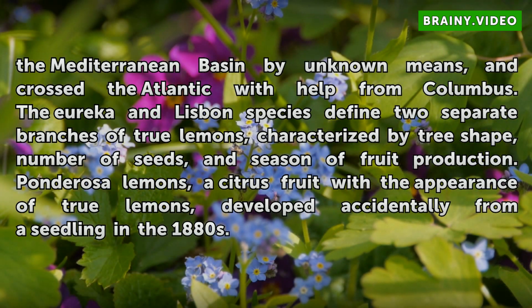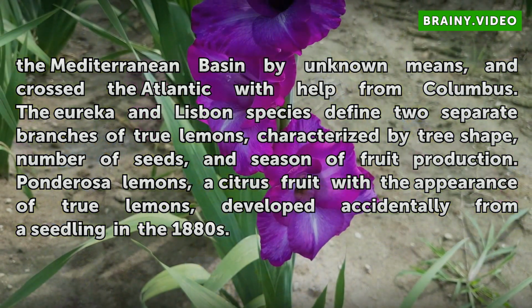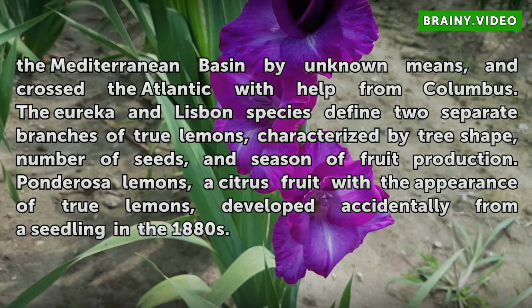The Eureka and Lisbon species define two separate branches of true lemons, characterized by tree shape, number of seeds, and season of fruit production. Ponderosa lemons, a citrus fruit with the appearance of true lemons, developed accidentally from a seedling in the 1880s.